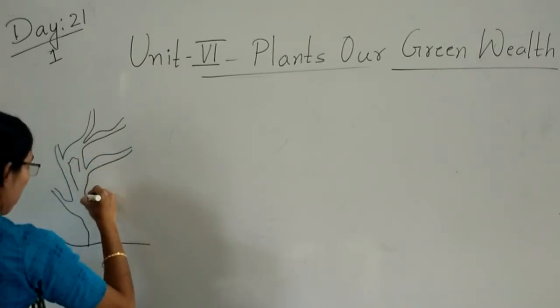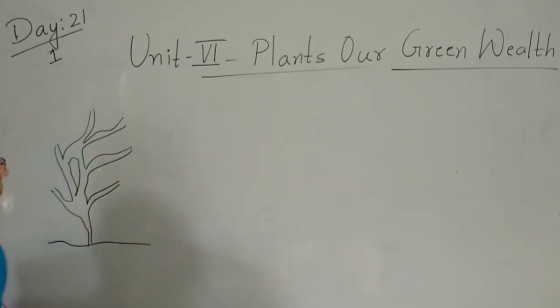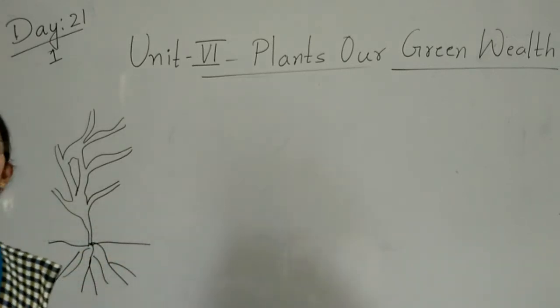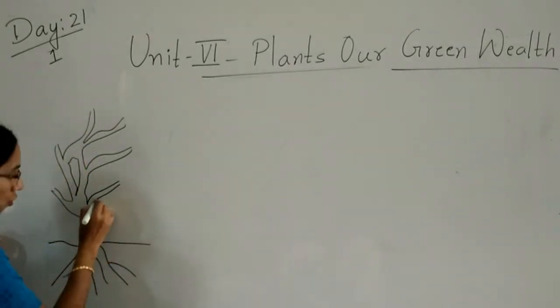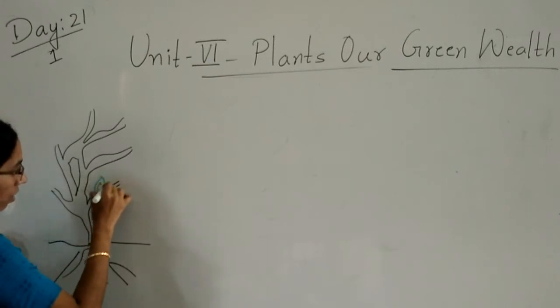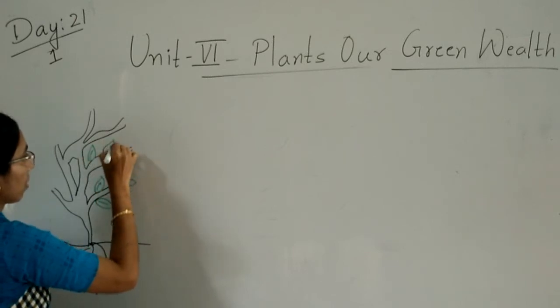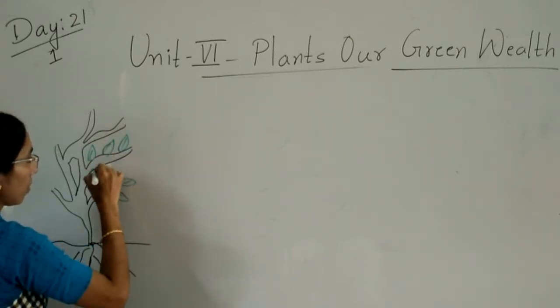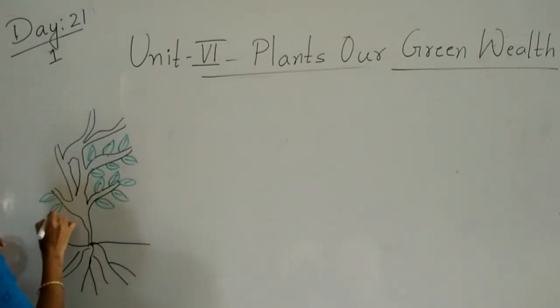Just you can see, children, this is the outer line I have drawn. In this worksheet I have already given the drawing of a plant. Children, you should not draw, just see. What is this, children? Those are leaves.